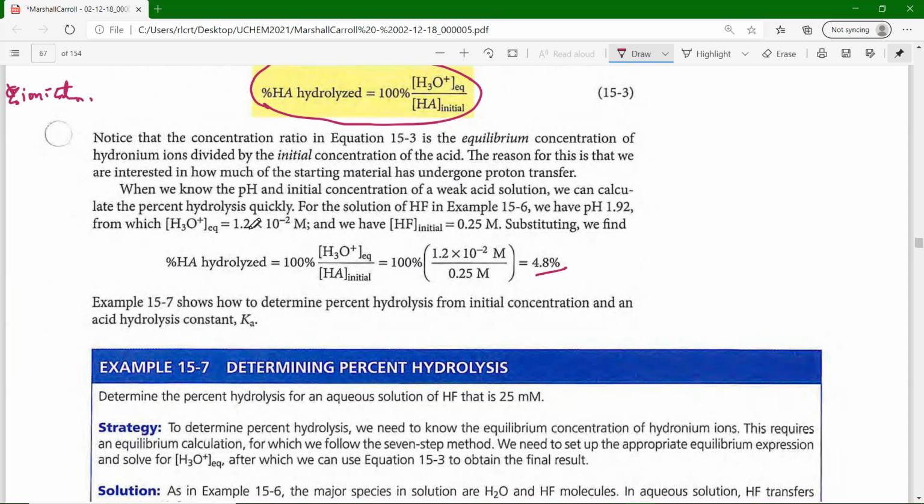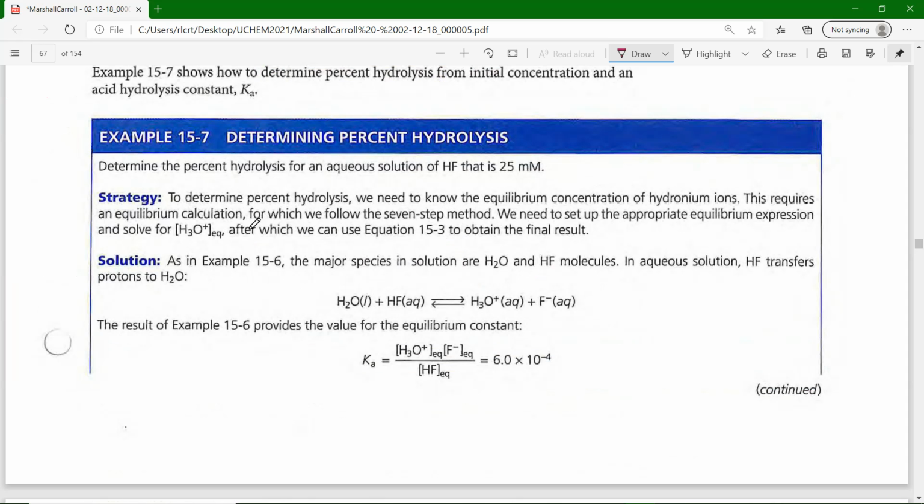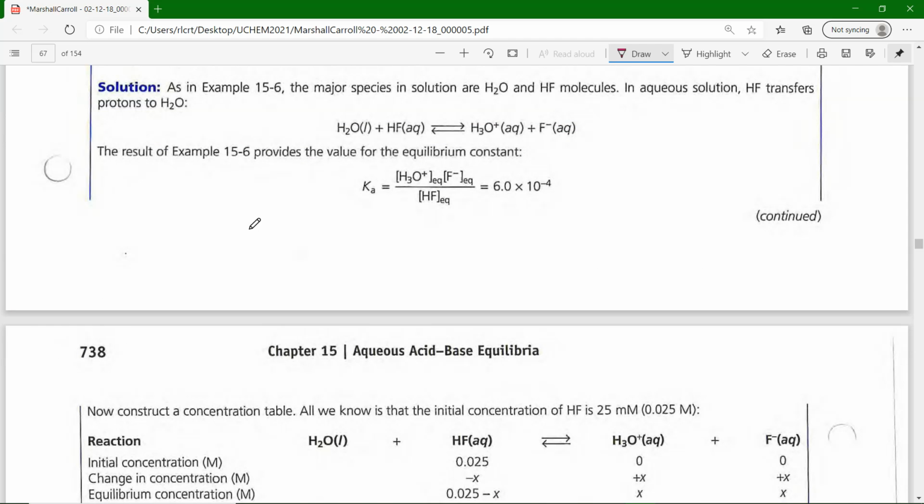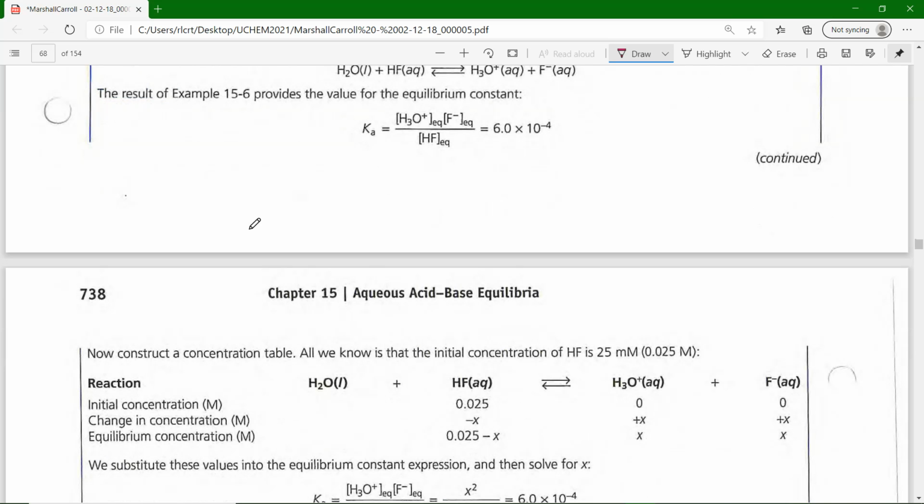So let's try this one together, still with hydrogen fluoride. Determine the percent hydrolysis for an aqueous solution that is 25 by 10 to the minus 3 molar. We know the value of the equilibrium constant. It's 6 by 10 to the minus 4. We know that from previous. So with this type of question, you know Ka and you know the initial concentration. You've got to get the equilibrium concentrations and percent hydrolysis.